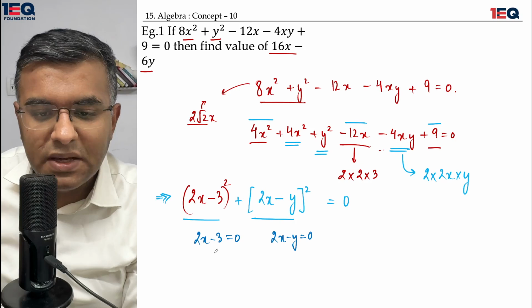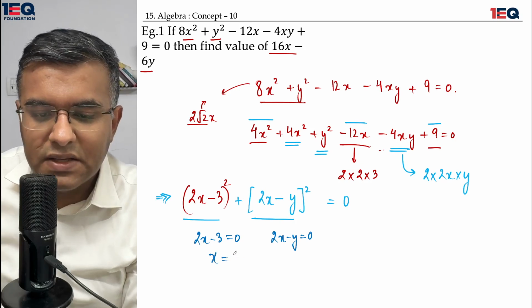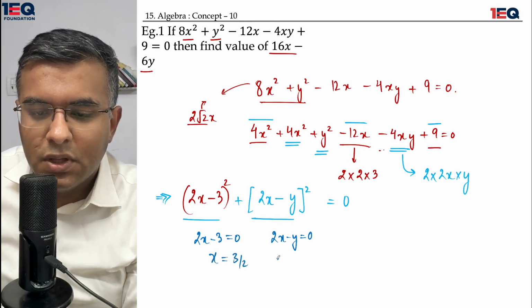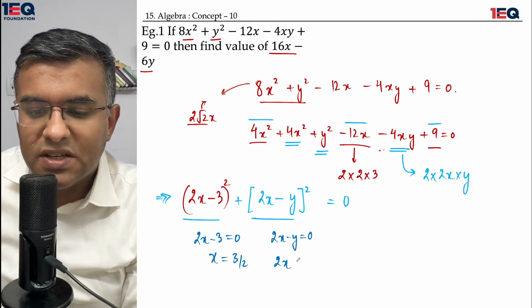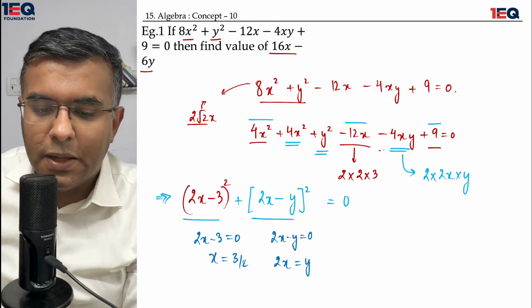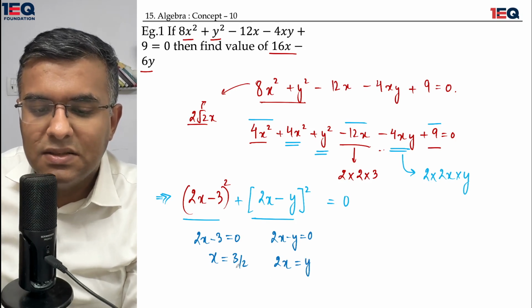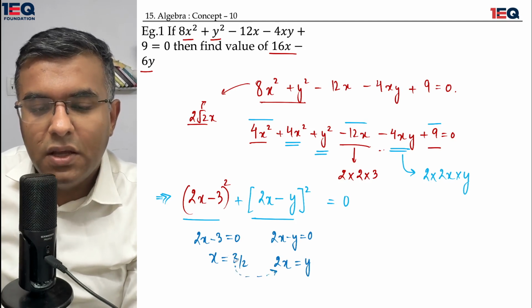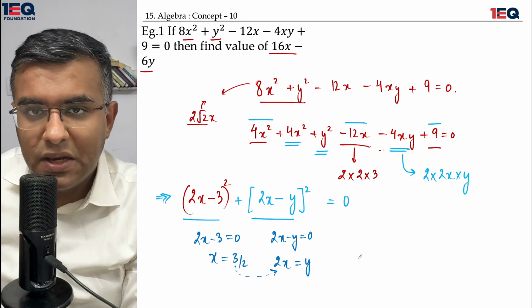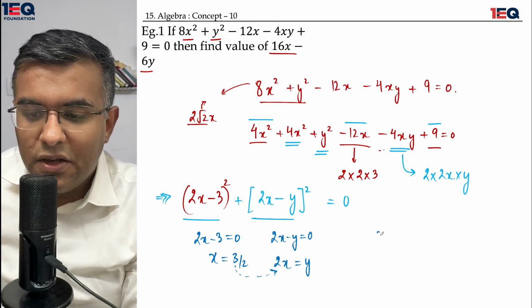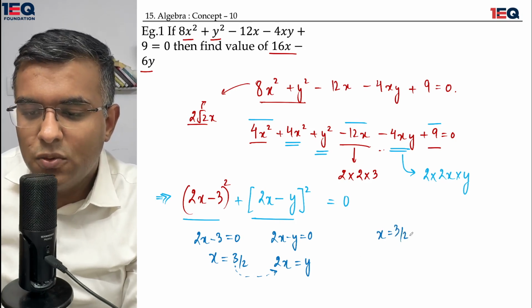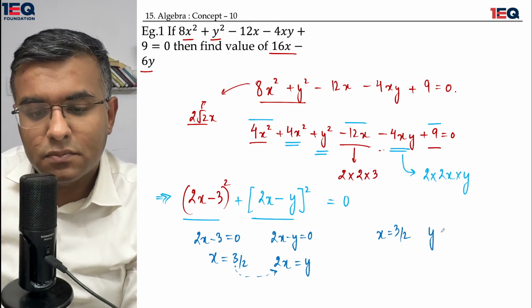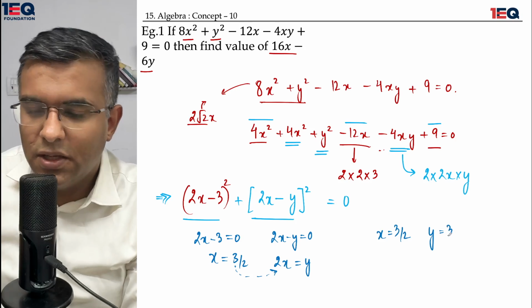When I say 2x minus 3 is equal to 0, I get the value of x as 3 by 2. And when I write 2x minus y is equal to 0, I get 2x is equal to y. So when I use this here, I get separate values of x and y. The value of x has been established as 3 by 2, and the value of y has been established as 3.